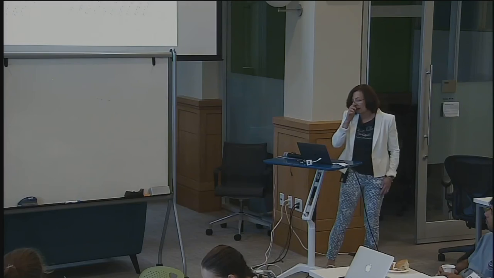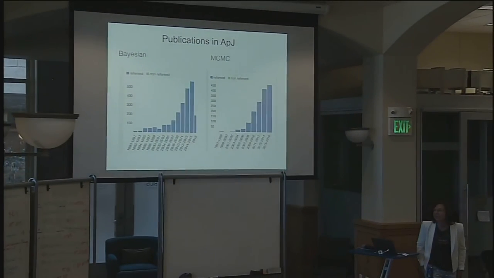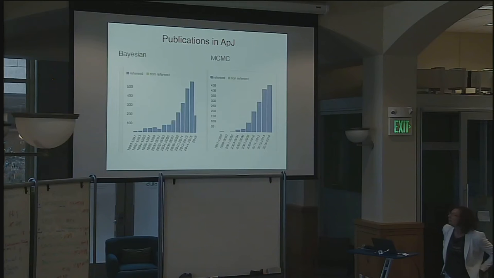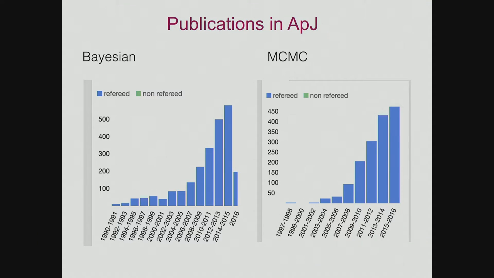But first, these are some statistics of publications in ApJ. I just searched 8 years for the word Bayesian in ApJ publications. So you have the shooting up number of papers which say Bayesian analysis. I'm not sure if they actually do that. And then MCMC, which is Markov chain Monte Carlo method, in refereed papers also increases. So you can look at that growth of usage or application of Bayesian analysis in astronomy, and it's great.